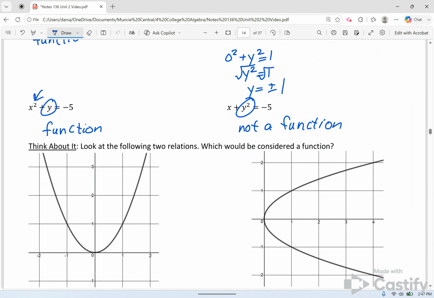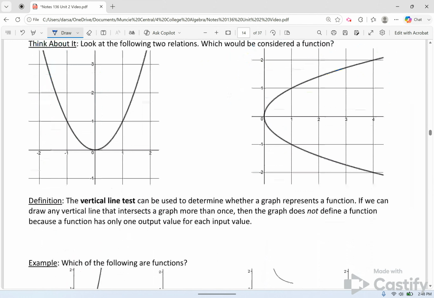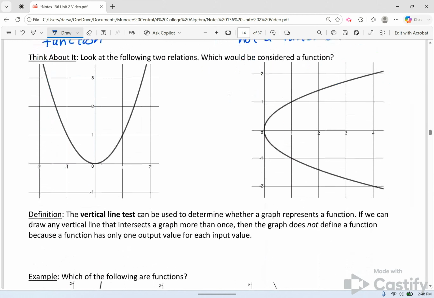All right, our last version: we have to be able to tell if something is a function by looking at its equation, looking at its map, looking at a set of ordered pairs, and by looking at a graph. This one is my favorite one because we end up coming up with a really cool rule. So look at these two graphs right here, and we're going to ask ourselves, is this a function or not? So let's look at this one.